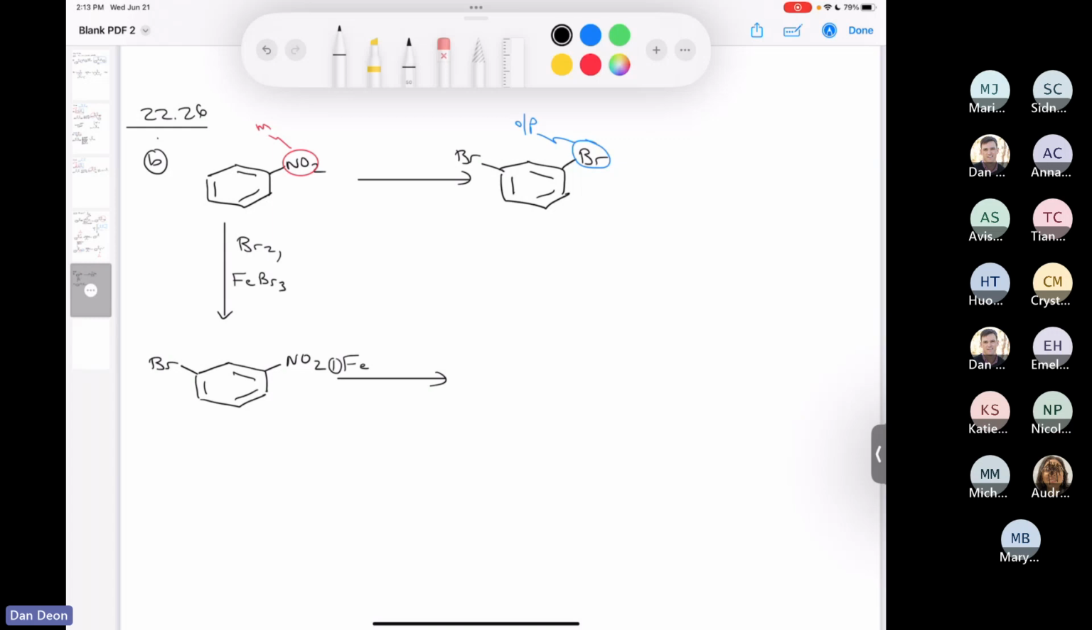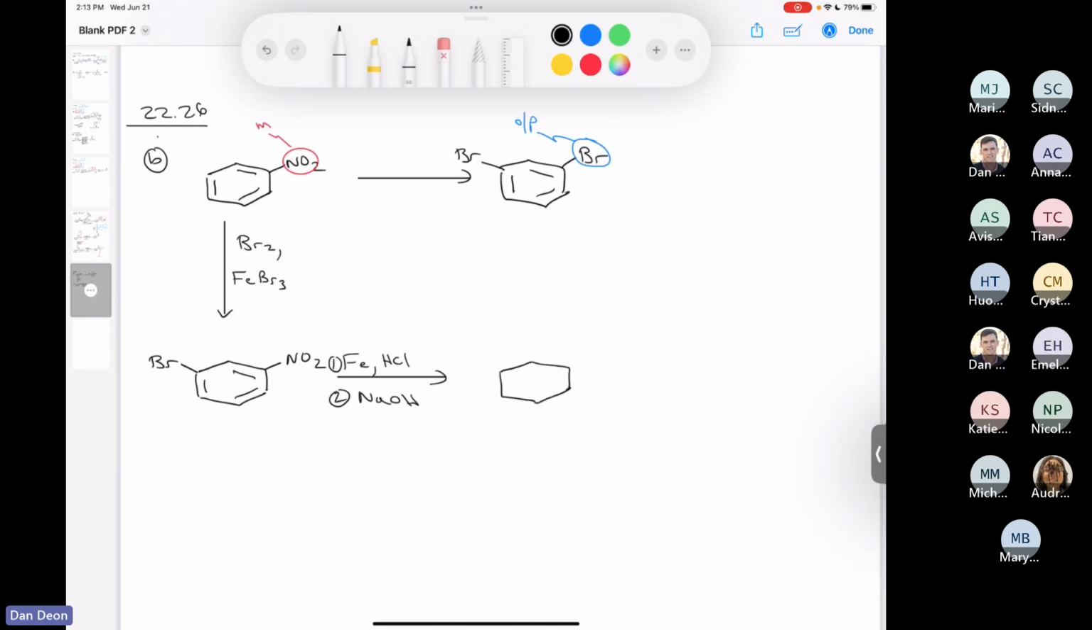I'll just use iron and HCl and heat it up. I don't even know if you need heat to really do that. So then we'll use sodium hydroxide to neutralize. So we'll end up with the aniline derivative. So this will be 3-bromoaniline, like this. Let's see here, 3-bromoaniline. I'm going to try to write out all the intermediates. So now we're going to diazotize. And for that, we're going to need sodium nitrite and HCl. That's going to give us the diazonium ion. Diazonium salt, more correctly.